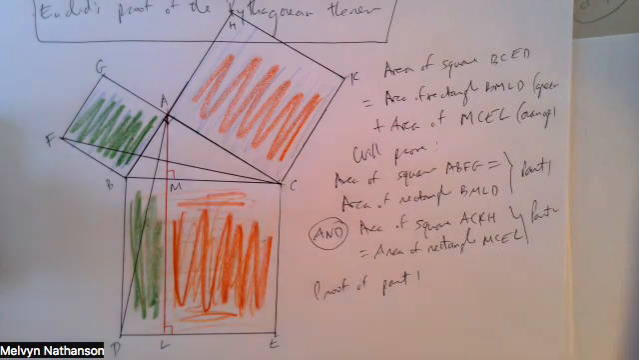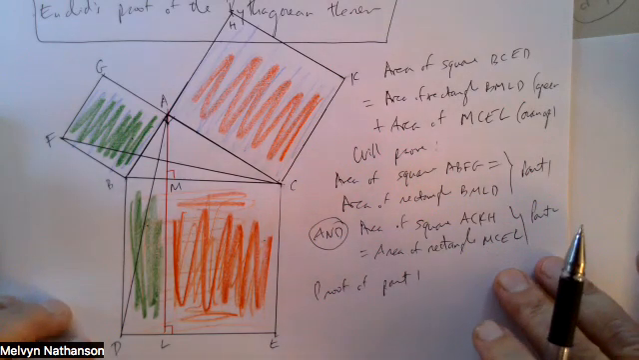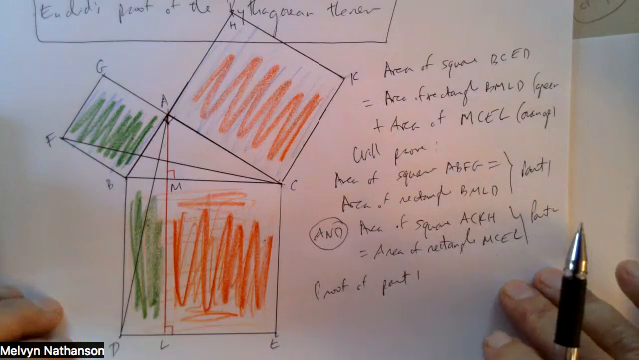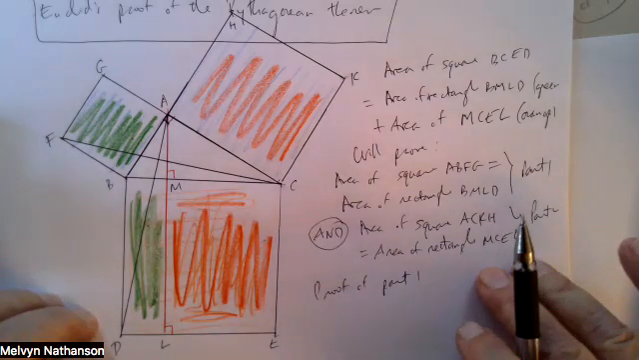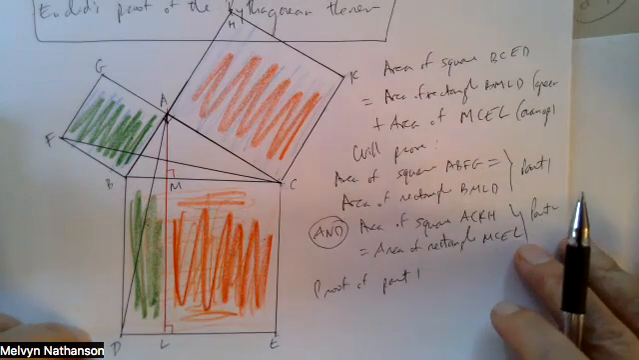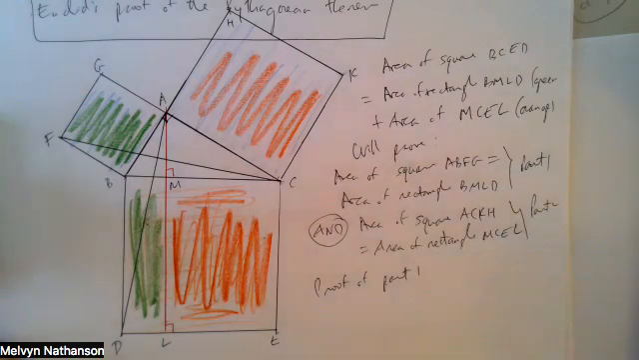Now, we do know something about areas of squares and areas of rectangles and areas of triangles and the relations between them. So the proof of the Pythagorean theorem and what's slightly less well known, the converse of the Pythagorean theorem, are the last two theorems in the first book of Euclid's Elements.